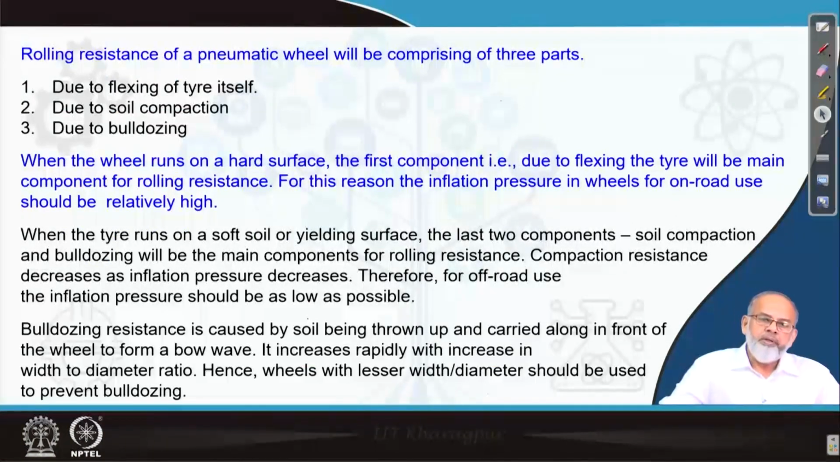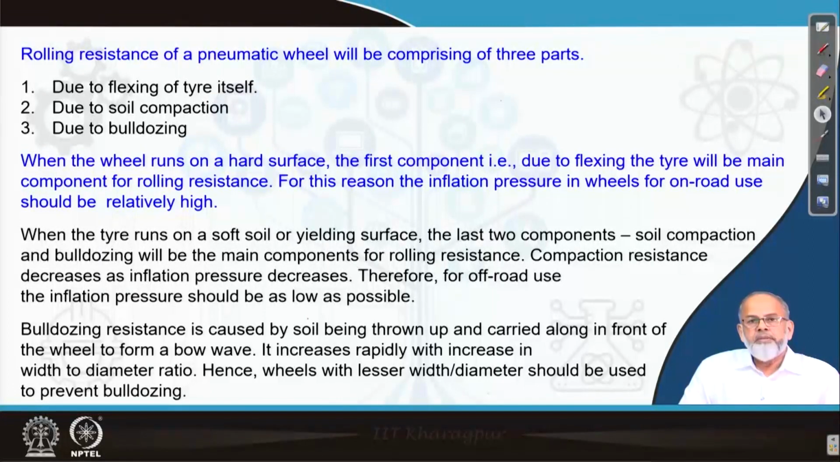When you consider a wheel, rolling resistance will be because of three things. One is due to flexing of the tire, the other is due to soil compaction, and the rolling resistance could also be due to bulldozing. So either all three are present or any one of them will be present, and they contribute towards the rolling resistance.